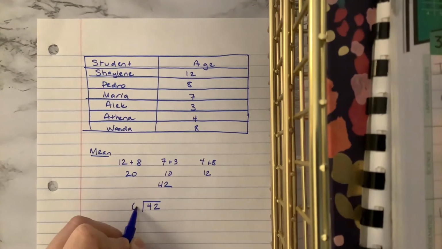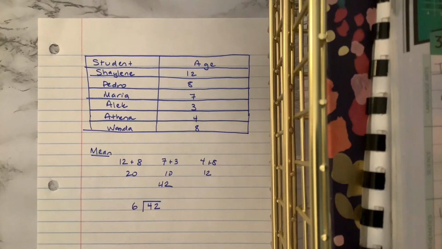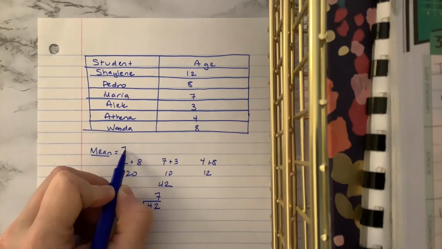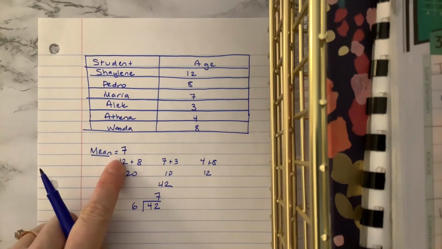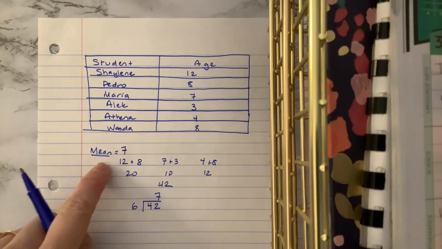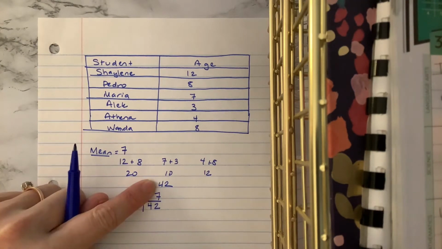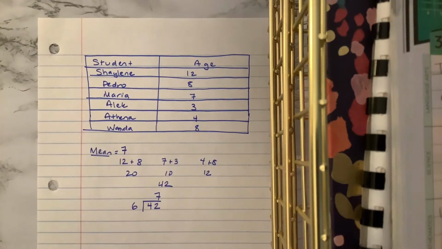1, 2, 3, 4, 5, 6. So we're going to divide by 6. 42 divided by 6 is 7. That is the mean of this set of data, 7. Again, we added all the values together to get 42, and then we divided by the number of values.